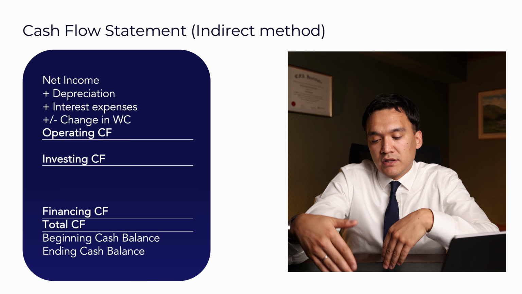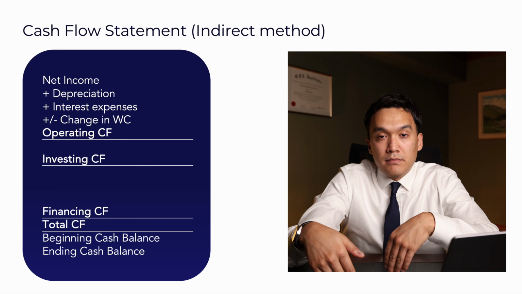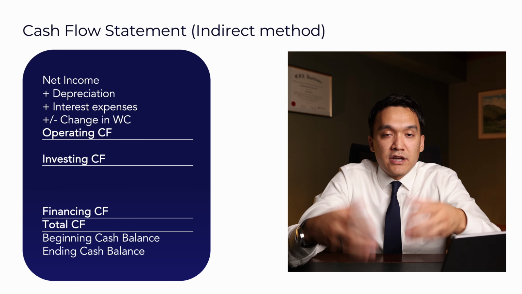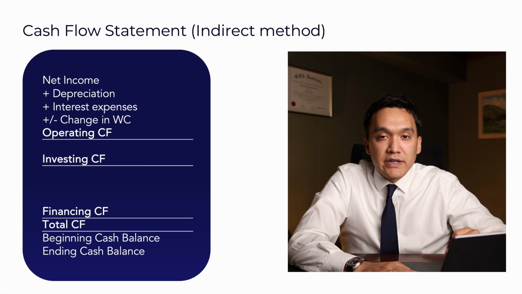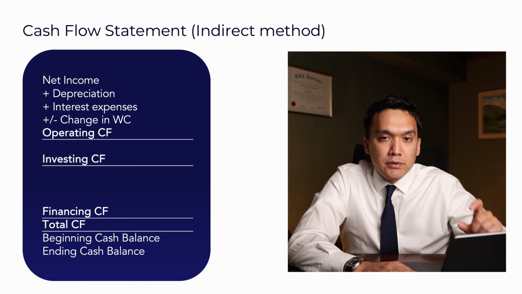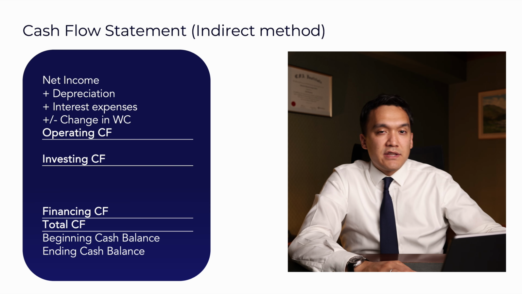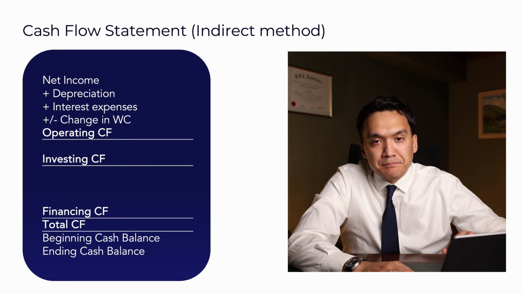So we just assume that our assets are getting older and we need to account for this expense. But in reality, we didn't actually pay any money. So we need to add back depreciation to our net income. Then we add back interest expenses, because we will account for interest expenses in financing cash flow. And we have a change in working capital.